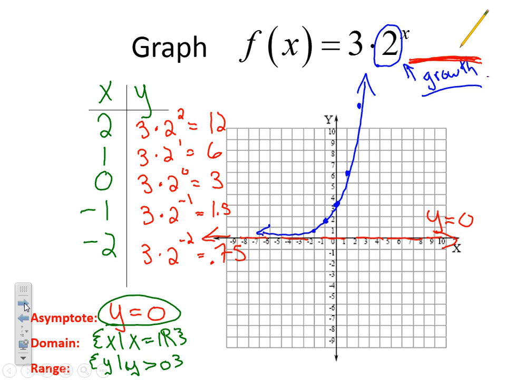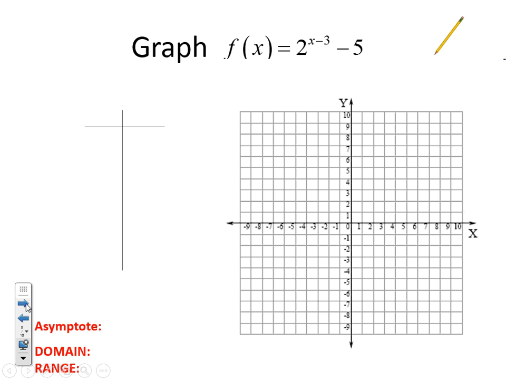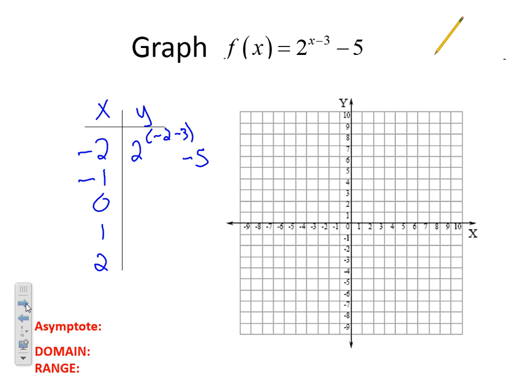Okay? All right, moving on to graph number 2. We're going to do the exact same thing here, ladies and gentlemen. We're just going to go negative 2 to 2. So I have my x and y, negative 2, negative 1, 0, 1, 2. Plug them in. Now this, when you type in your calculator, you want to put your exponent in parentheses. So parenthesis, negative 2 minus 3, and then minus 5. And we're going to get negative 4.97.